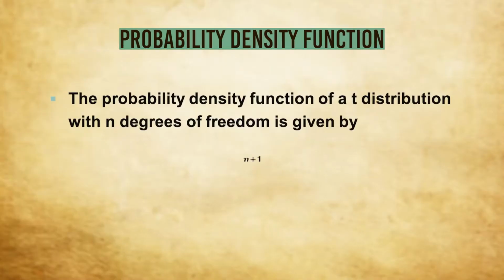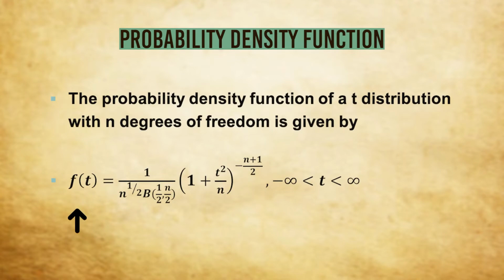Next, we shall go into the probability density function or PDF of the T distribution. You can see on your screen, f(t) is equal to 1 by root n times B(1/2, n/2). The function B, we will come to it later, we will describe it in detail. Then we have (1 plus t square by n) whole to the power minus (n plus 1) by 2, where t lies between minus infinity and infinity.